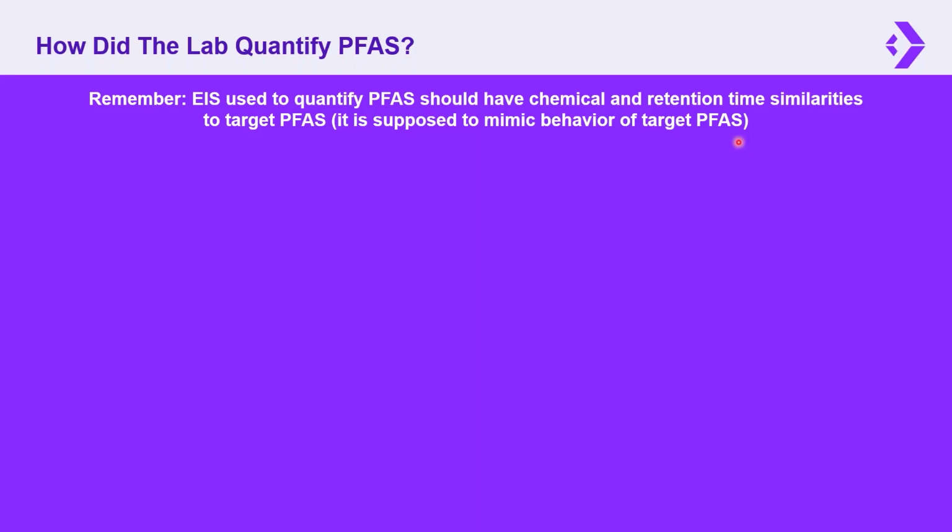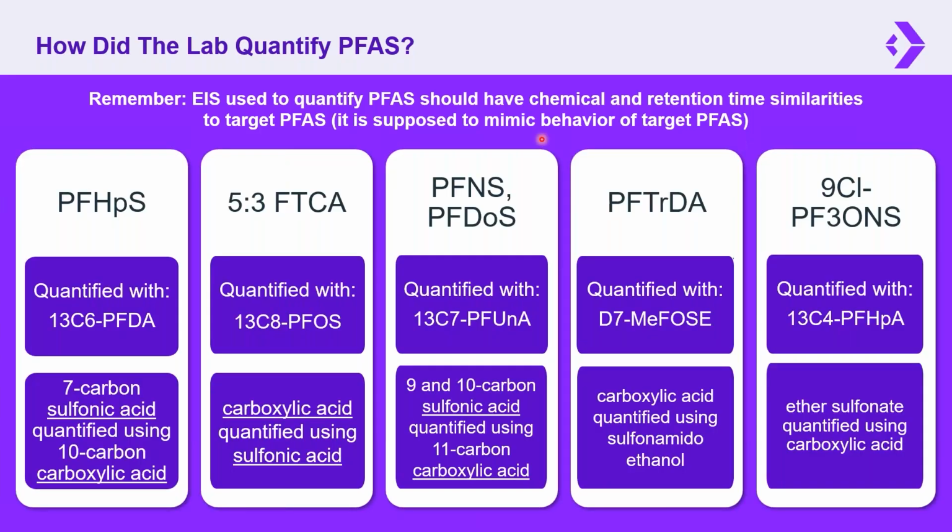What I'm about to show you happened in about 15 to 20 data packages for this one particular project. Here are some examples, and we'll start on the left. The lab quantified perfluoroheptane sulfonic acid, a 7-carbon sulfonic acid, using a carbon-labeled isotope of PFDA, a 10-carbon carboxylic acid. And I can tell you that sulfonic acids and carboxylic acids are not chemically similar. The lab quantified 5:3 fluorotelomer carboxylic acid, again a carboxylic acid, using a carbon-labeled isotope of PFOS, a sulfonic acid. Again, sulfonic acids and carboxylic acids are not chemically similar.